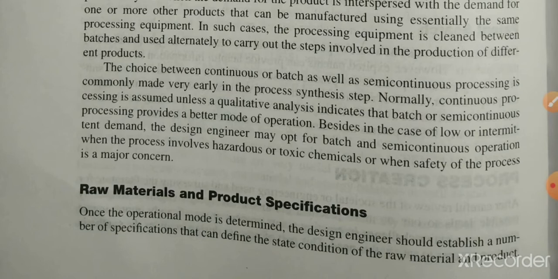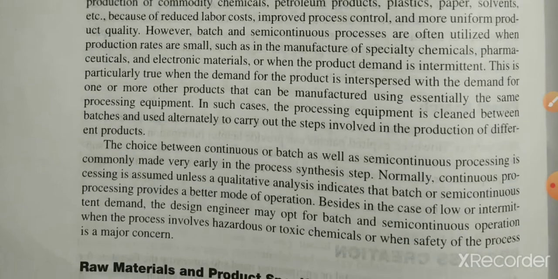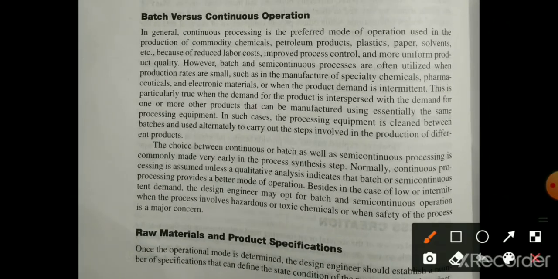unless a qualitative analysis indicates that batch or semi-continuous processing provides a better mode of operation. Besides, in the case of low flow or intermittent demand, the design engineer may opt for batch or semi-continuous operations. Okay, when the process involves hazardous or toxic chemicals, or when the safety of the process is a major concern. Okay, this is a simple discussion part for batch and semi-continuous operations.